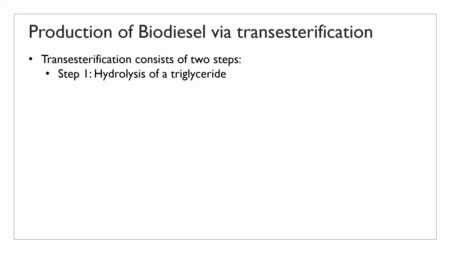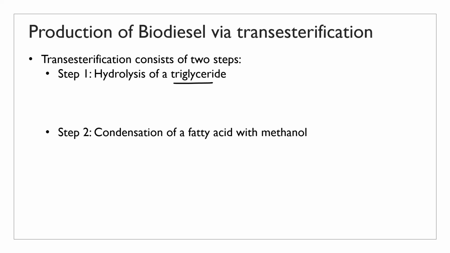The first one is hydrolysis. So your starting point is the oil or the fat, a triglyceride. So you must first hydrolyze the triglyceride. And then once you've done that, you're going to have a condensation reaction between the fatty acid and methanol. So that's the second step. So two steps. And if you combine them, you get transesterification.